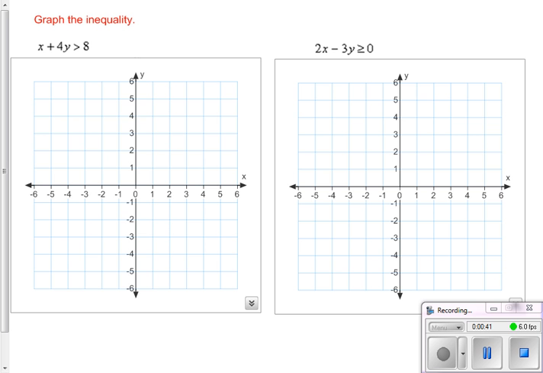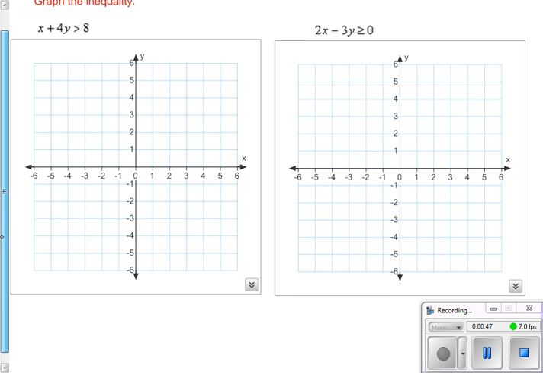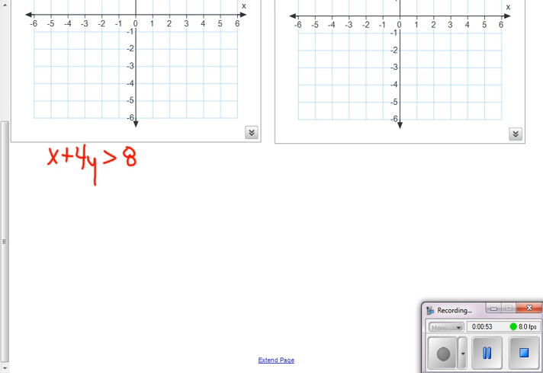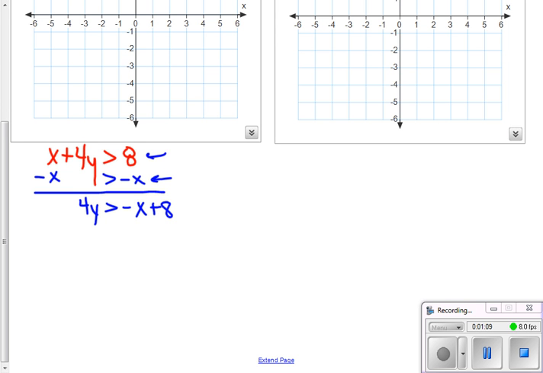Notice in example 1 we have x plus 4y is greater than 8. It is not in slope-intercept form, so that's the first step we'll want to take, is go ahead and put this into slope-intercept form. So we need to get y by itself. In order to do that, I need to get rid of x. So I would subtract x from both sides, and I now have 4y is greater than negative x plus 8. This is a negative x, this is a positive 8.